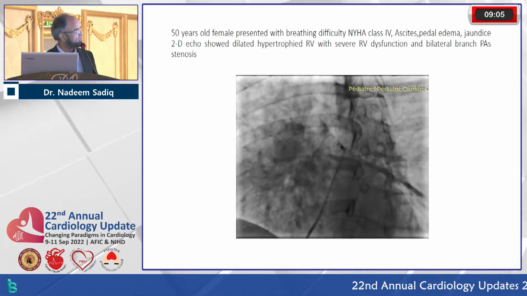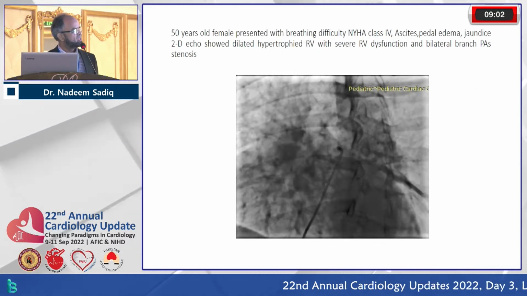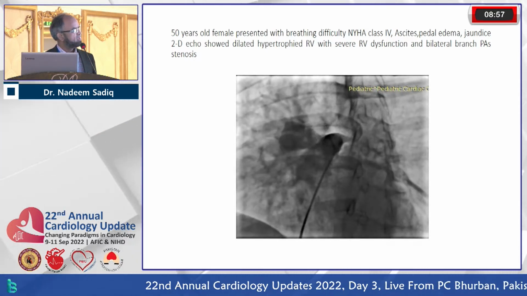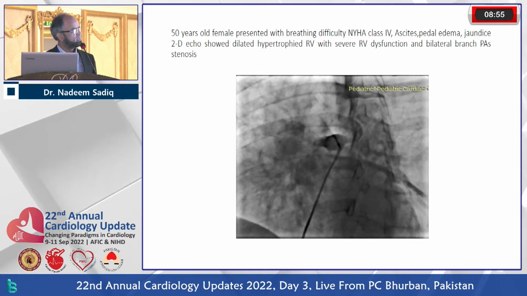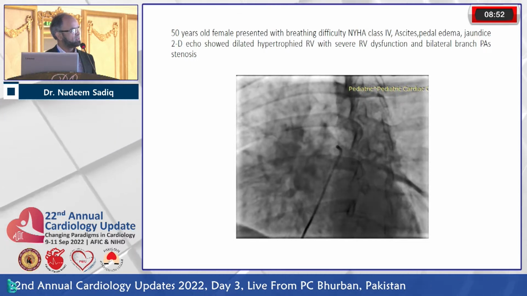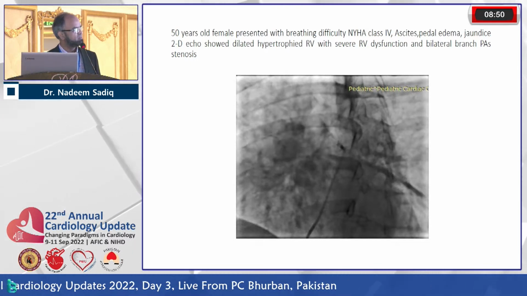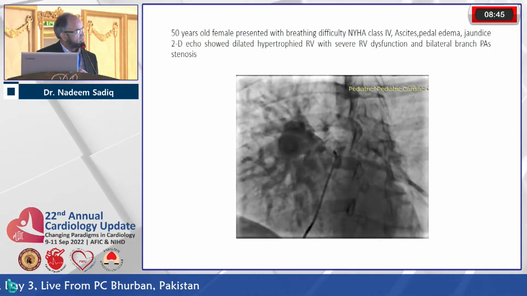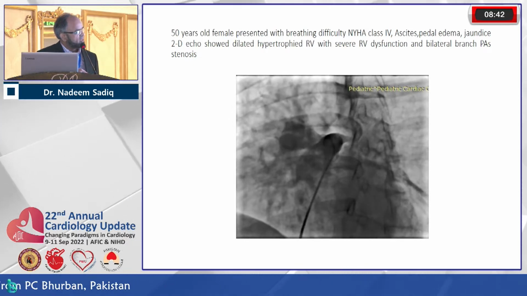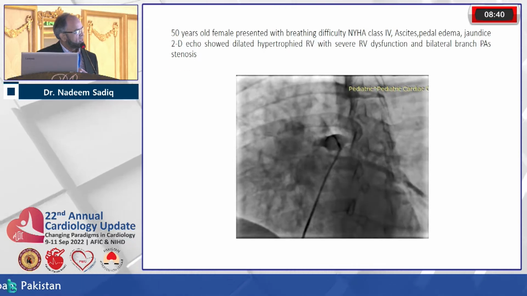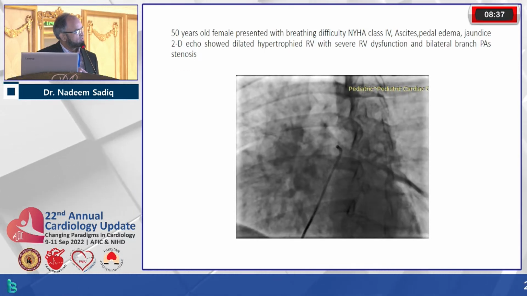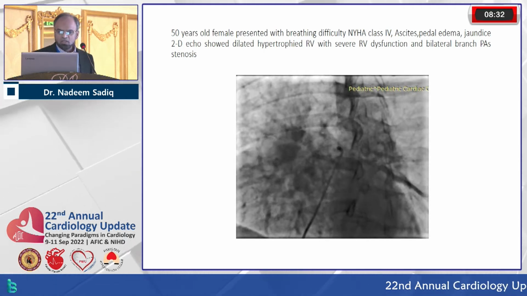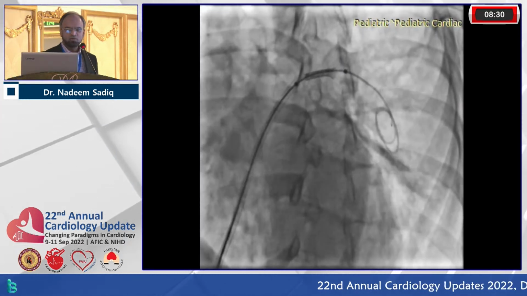My first patient, 50 years old female, presented with signs and symptoms of right heart failure. Echocardiography showed dilated hypertrophied right ventricle with severe RV dysfunction, and there was bilateral branch pulmonary artery stenosis. You can appreciate that left pulmonary artery is almost hypoplastic at the origin, and there was a little bit of dilatation at the hilum. And there is severe stenosis at the origin of right pulmonary artery, and there was post-stenotic dilatation. So it was quite challenging.